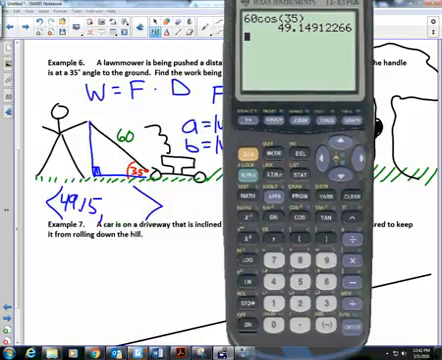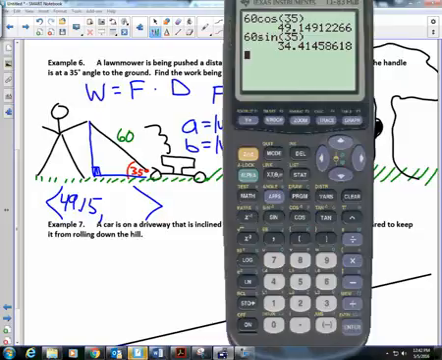So, as Sean said, it's going to be less than 60 pounds of force being exerted horizontally. And it is. It's 49.15. We do the same thing, except we change it to sine, and then we have 34.42. Good. I've got my force vector.